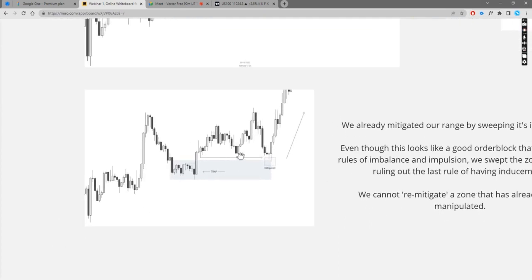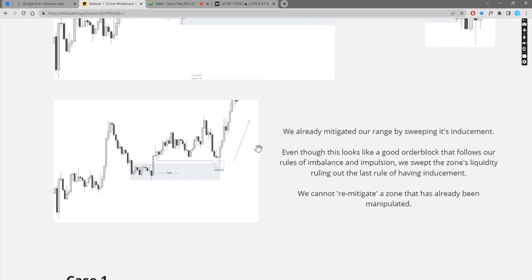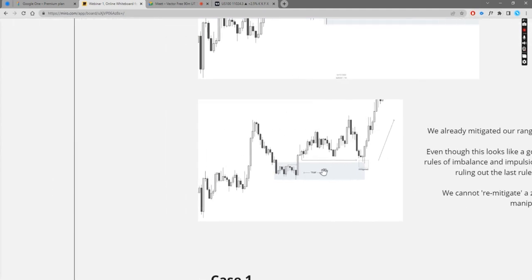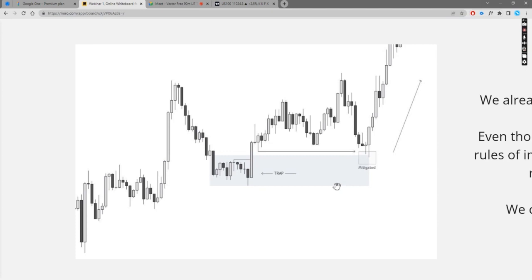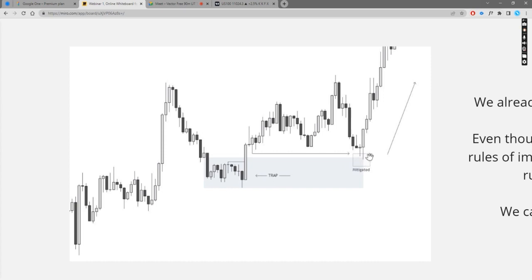So this is the proper way to look at it. Okay. So we already mitigated our range by sweeping in its inducement. So if you think of the idea that inducement belongs to zones, well, if you're seeing this build up here and then you're seeing this sweep, we can see this is a manipulation. Essentially what the banks have done, they've already taken the orders from this range here, they've used this whole thing here, and that's the very importance of a sweep, when you have that sweep and then that break, that push up.